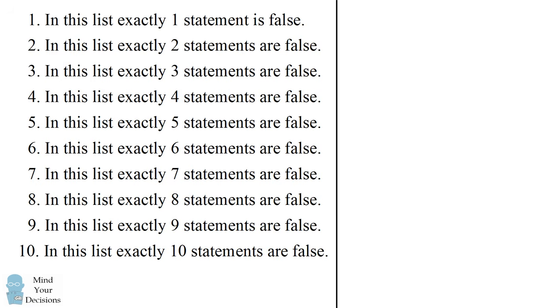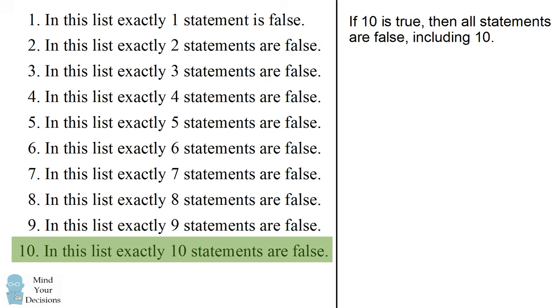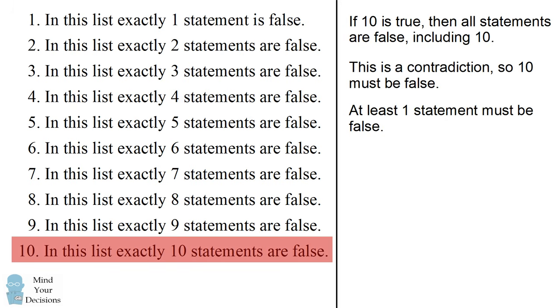We'll get started with the list where the nth statement says that exactly n statements are false. Consider the 10th statement in this list. If statement 10 is true, that implies all of the statements in the list are false, including statement 10. This is a contradiction, which means statement 10 must be false. So we know at least one of the statements in this list is false.